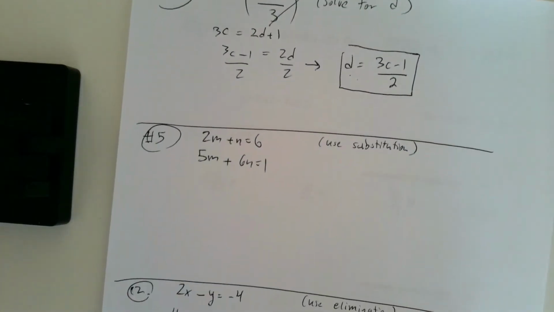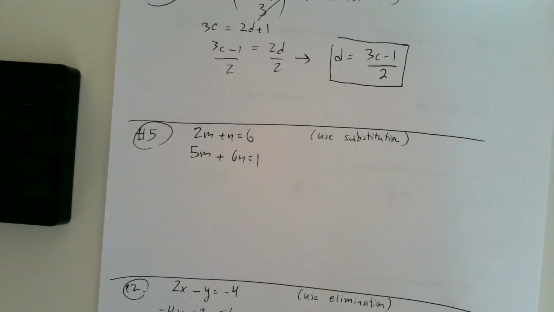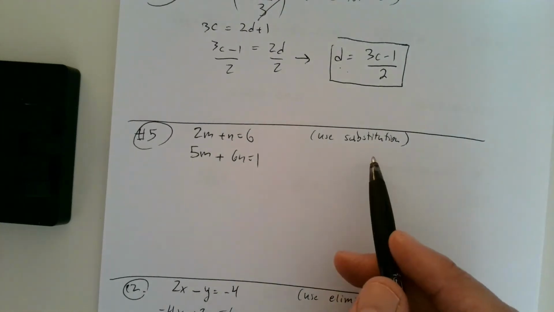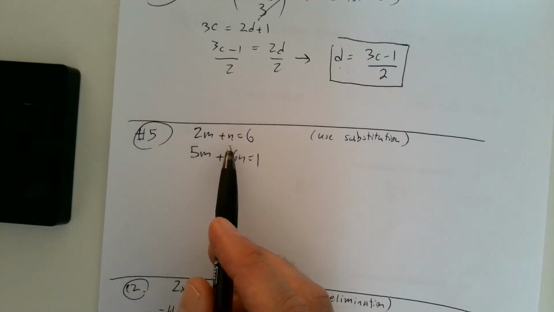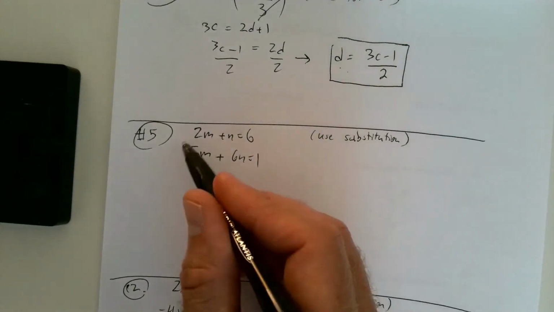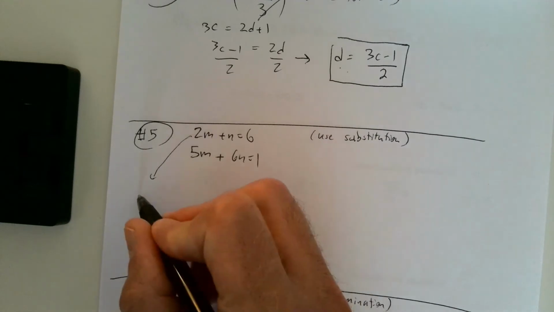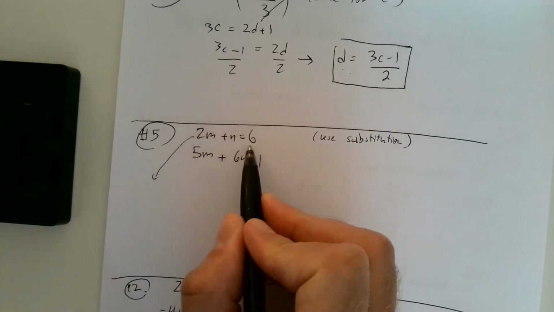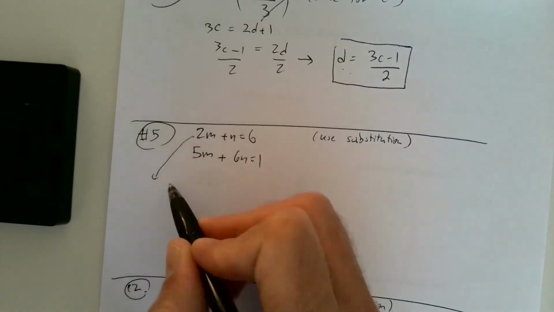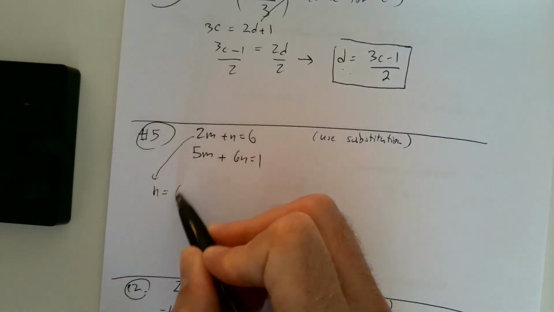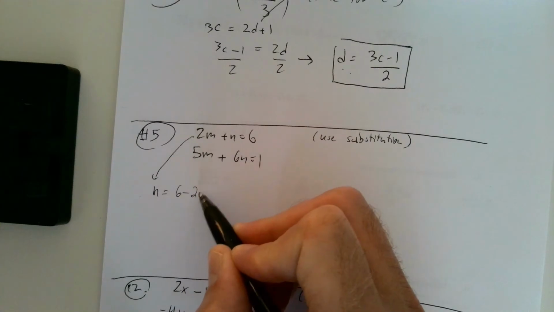On this second problem here, this is a system of equations they wanted us to solve using substitution. This top equation, solving for n, is probably the easiest one to start with. So I'm going to take that equation over here, and if you subtract 2m, as in Mo, you will get n equals 6 minus 2m.